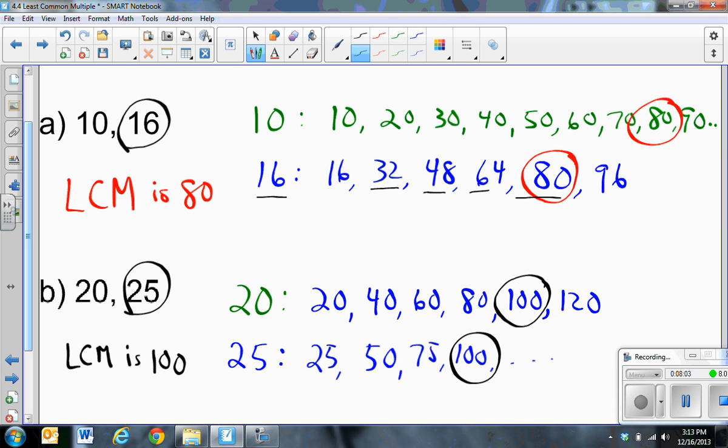With 20 and 25, same thing. Start with 25, double it, get 50, triple it, get 75, quadruple it, get 100. Can stop there because we know 20 goes into 100. And if you're not sure, just take your calculator. Divide 50 by 20, divide 75 by 20, divide 100 by 20. You'll see which one works. Okay, so the trick is just to work with the bigger number.